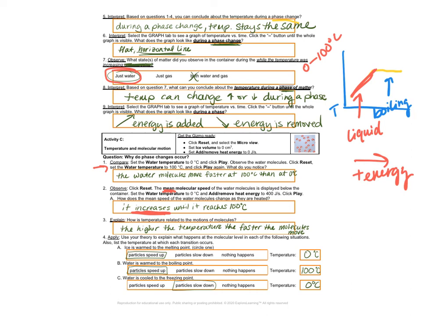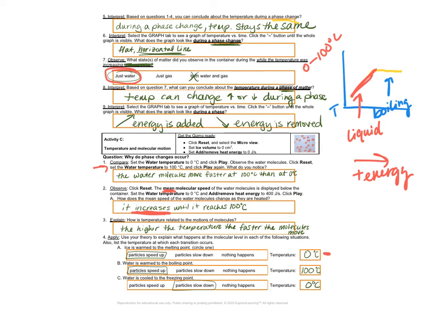So ice is warmed to melting point. If you've got ice below 0 degrees and you need to get it to melting point, that happens at 0 degrees Celsius. And the particles are going to speed up. Remember, ice is a solid, and during the solid phase, particles don't move very much, but they have a slight vibration. And so they're going to be vibrating more the closer you get to 0.